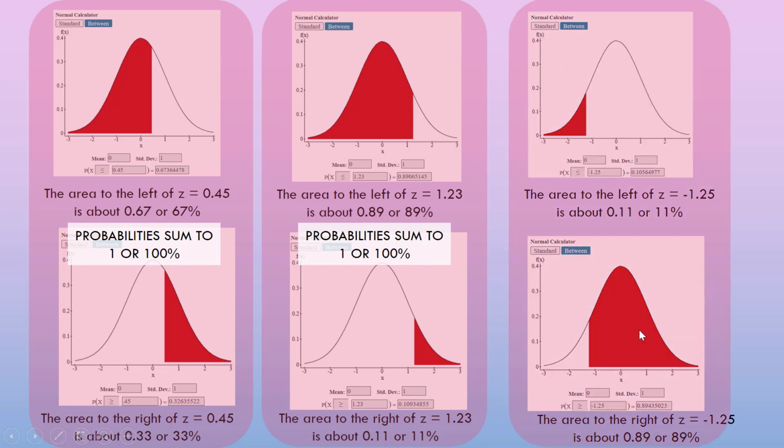How about the last pair of graphs? Again, z equals negative 1.25 is upstairs and downstairs. Again, the only difference is that the top graph shades to the left of this value and the bottom graph shades to the right. Is 11% plus 89% equal to 100%? It is. Again, the probabilities sum to 100% because the area under the curve has to add up to 100%.